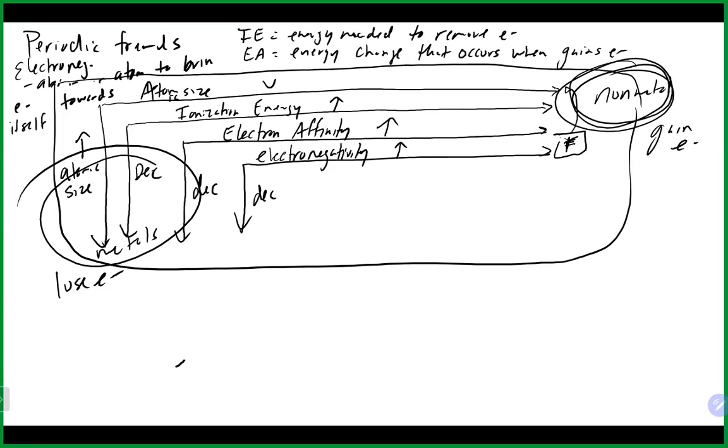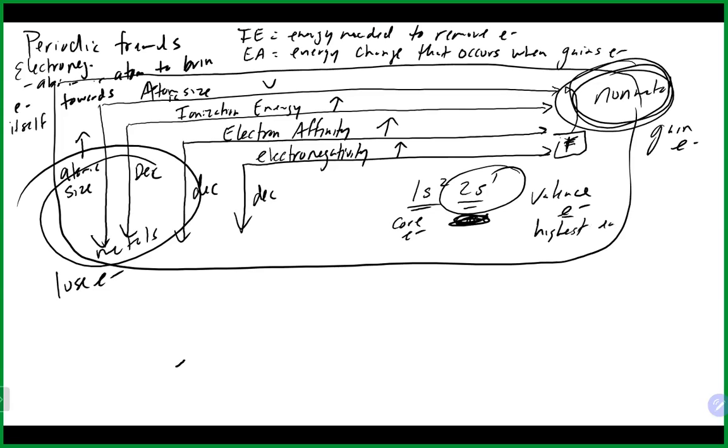The other thing that we talked about again, I think we mentioned it, but just in case, is we have our core electrons, which are actually these guys, closer to the nucleus. And then in terms of bonding, we have our valence electrons, which are the outermost, highest energy electrons.